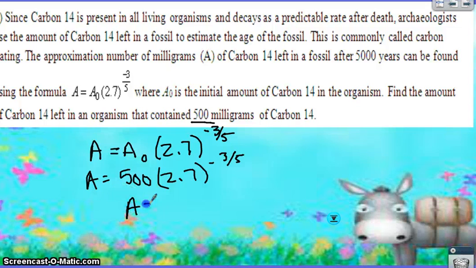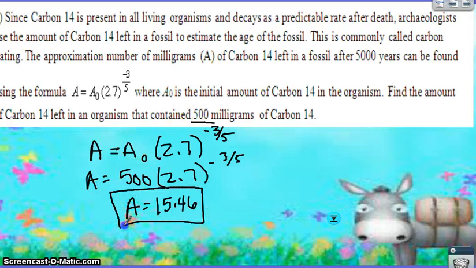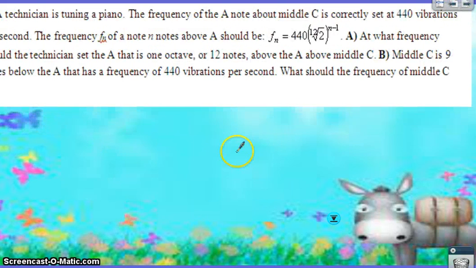If you plug it in right, you should get 15.46, which looks like it'll be the amount of carbon-14 in milligrams left in that particular organism. Again, write the equation down, plug in the numbers it gives you, and solve using your calculator. That's all you need to do. Let's look at number 3.